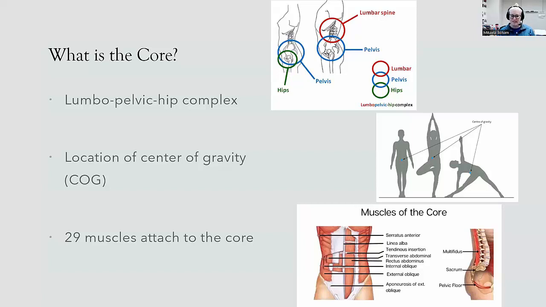The core functions as an integrated functional unit. The body is all connected, and the entire kinetic chain operates synergistically. The core efficiency enables structures to operate optimally. It helps us to distribute weight, absorb force, and transfer the ground reaction forces. The core requires training for optimal function.